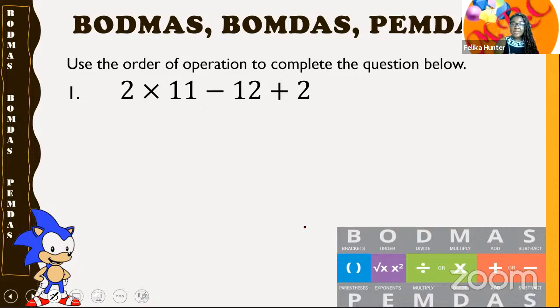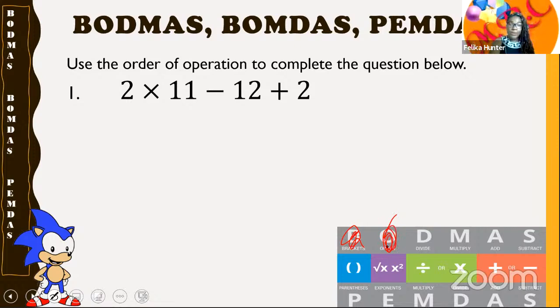The first thing is we're going to look to see if we see any brackets. Any bracket there at all? No. So we don't have any brackets. We're going to look if we see any powers, any root. Anywhere? No. So we don't have any powers.